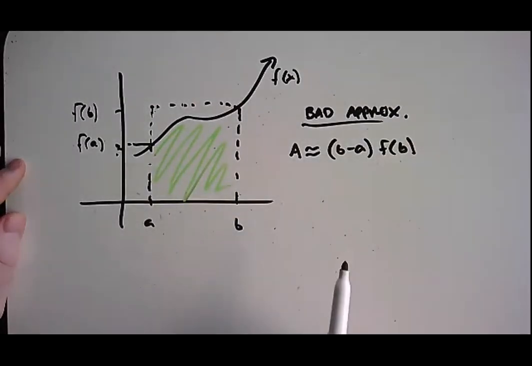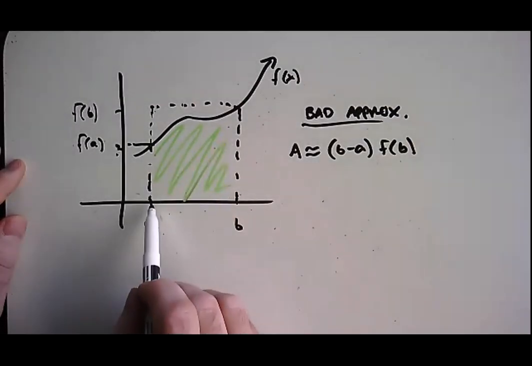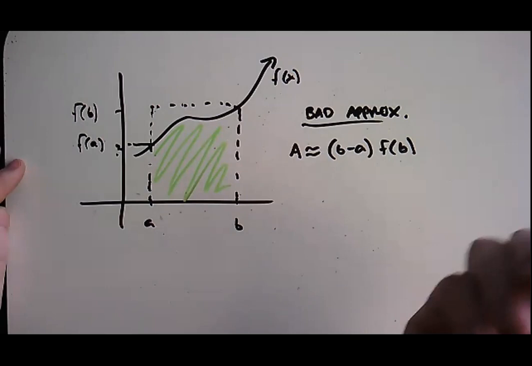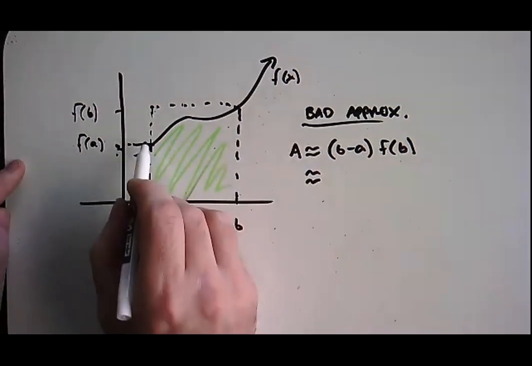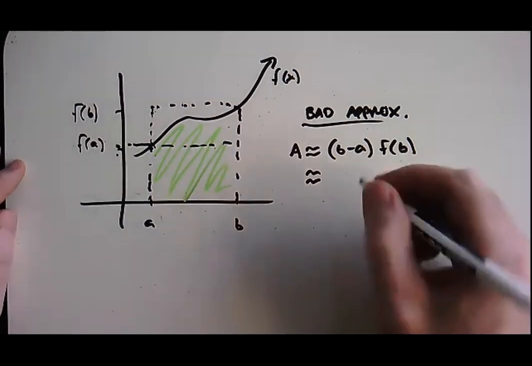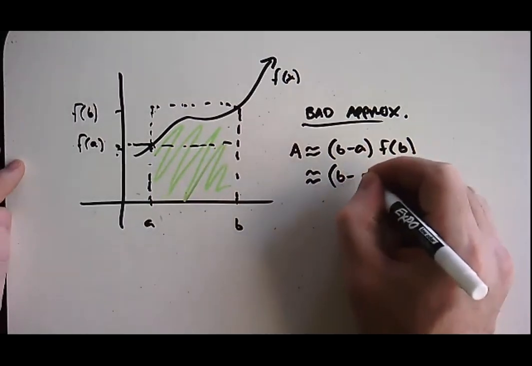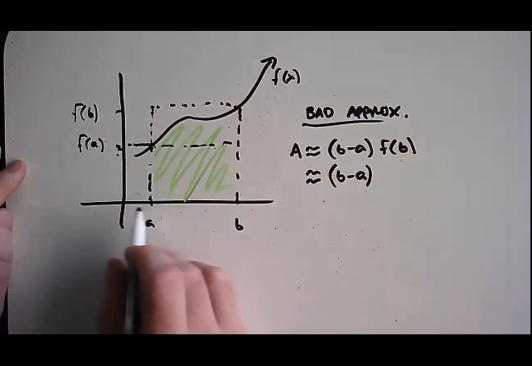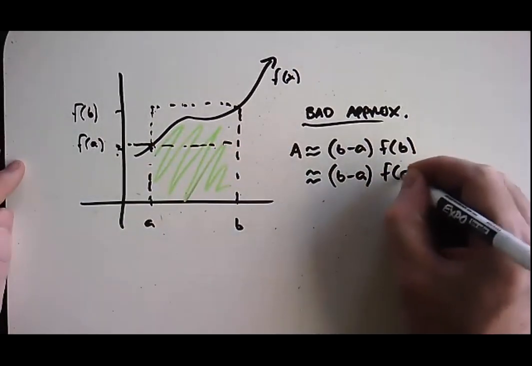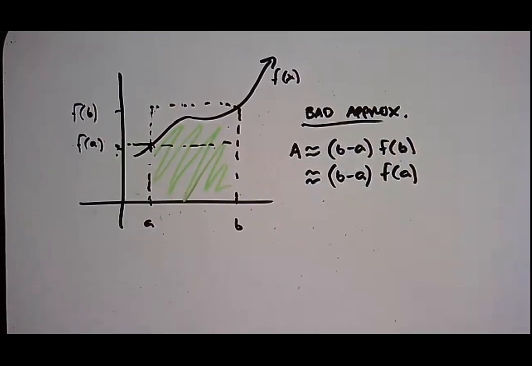That would be a bad approximation. We're saying, all right, that green region, it's pretty much a giant rectangle. Okay, well, that's not a very good way of approximating it. We could also use this left-hand endpoint. We could make a rectangle that's exactly this tall. That's also a bad approximation. That would be b minus a, the width of the rectangle down here, times the height f of a. Okay, so those are not great approximations.